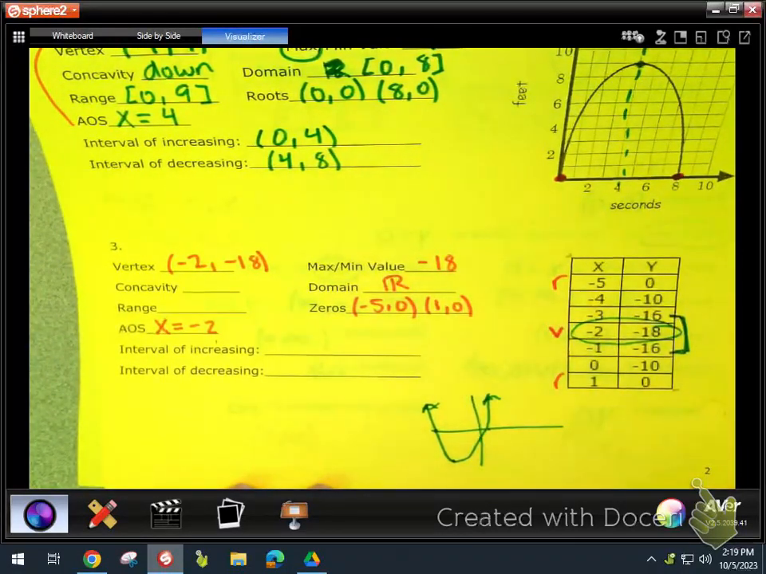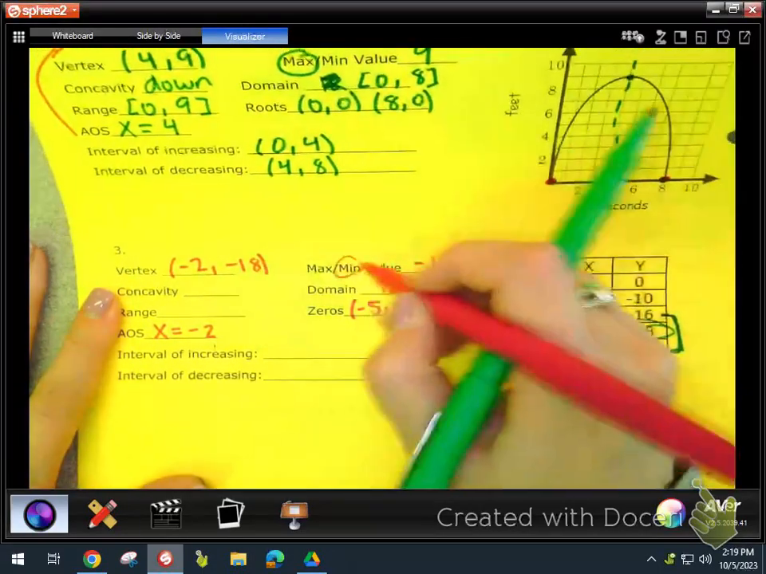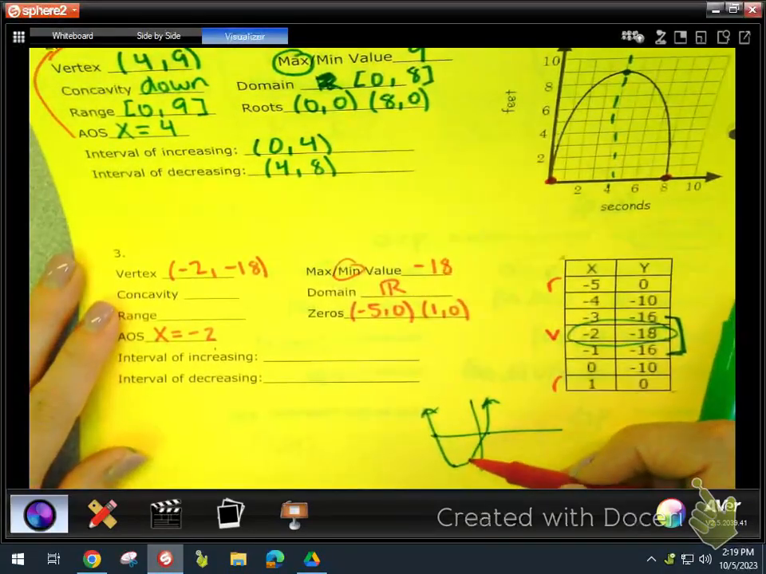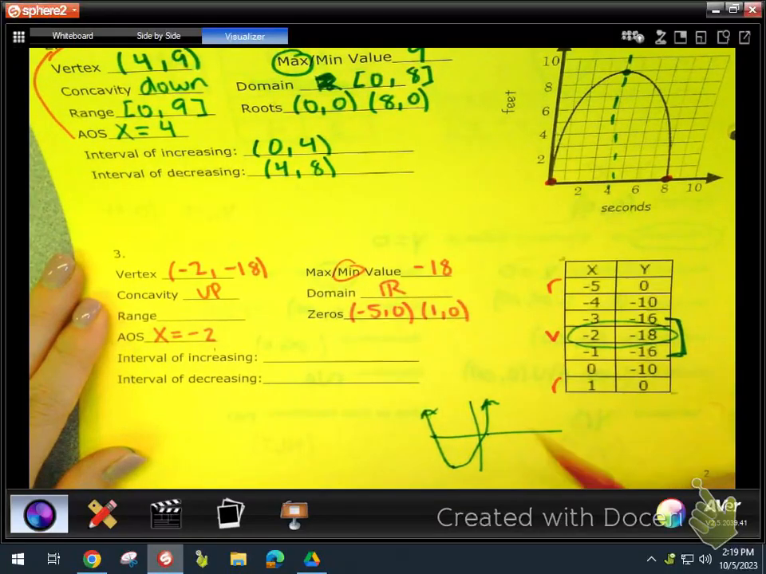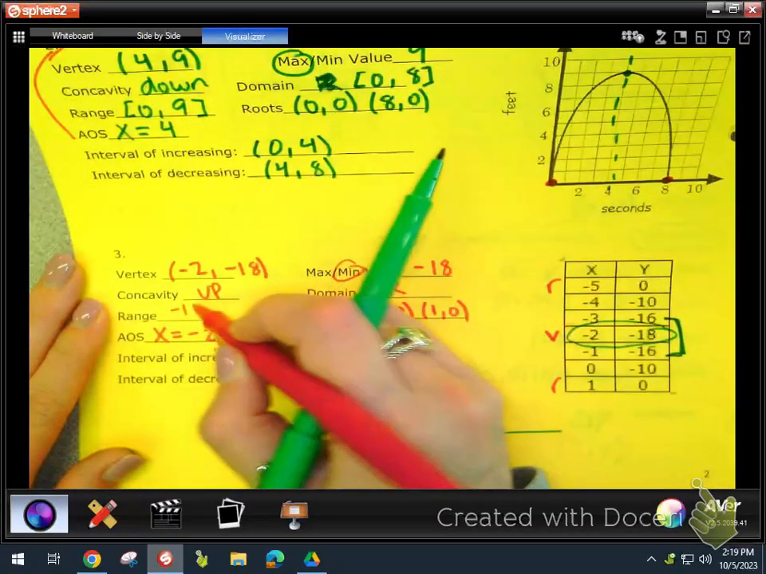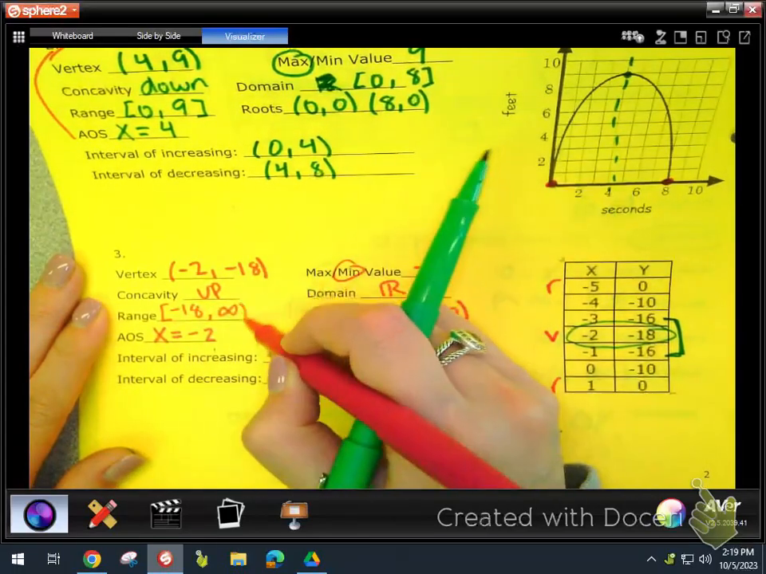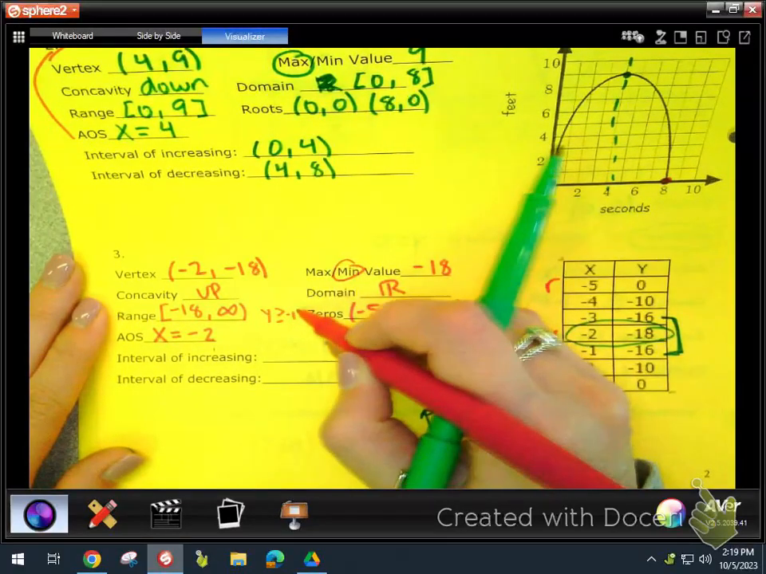So does it have a min or a max? This graph has a minimum. And the minimum's at negative 18 because that's the Y value. What's the concavity? Up. What is the range? Negative 18 to infinity with a square bracket and a parenthesis. Or what y'all said the other way, y is greater than or equal to negative 18. Those are fine too.